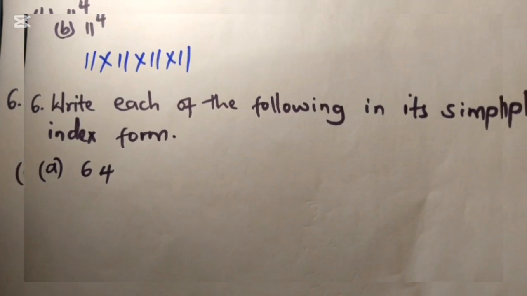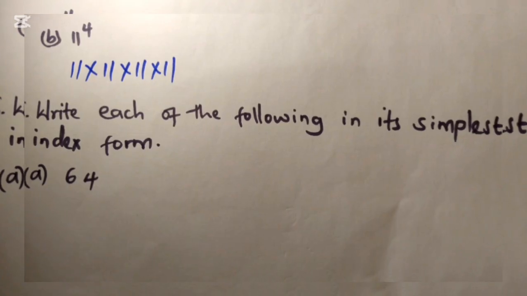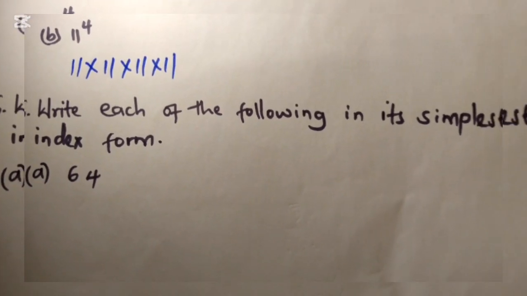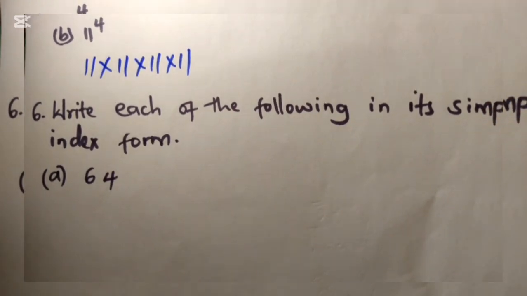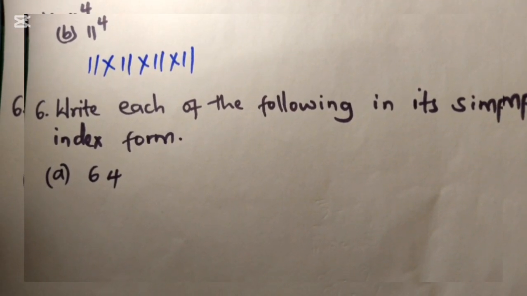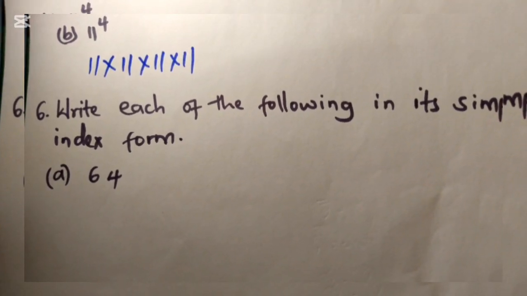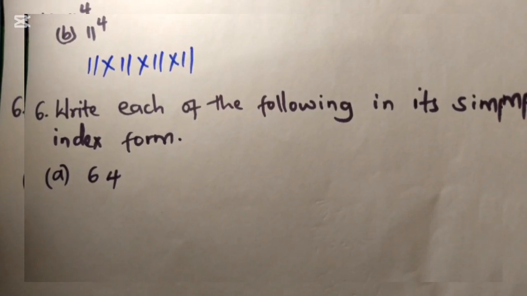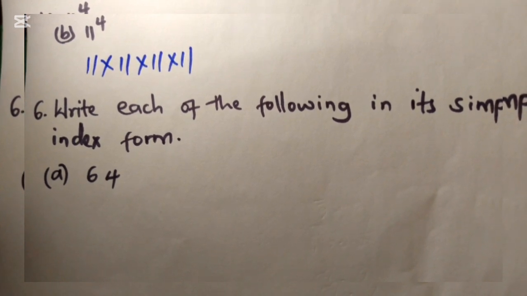The next question is, write each of the following in its simplest index form. Simplest index form. Look at that. You're given a whole number, not raised to any power, and therefore you are supposed to write that number in its simplest index form.